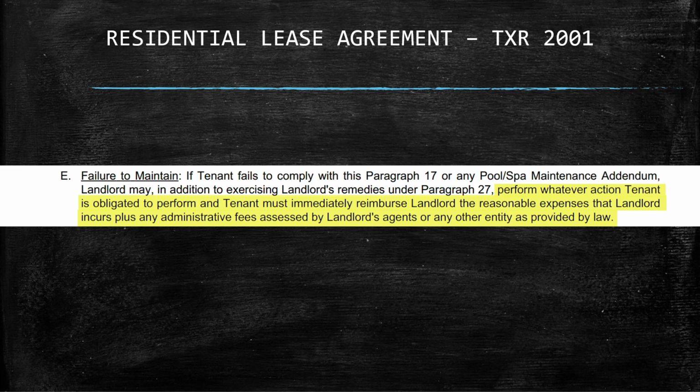So if the tenant fails to maintain the property in accordance with paragraph 17, if they fail to do what they promised to do under paragraph 17, then the landlord can take whatever action the tenant was supposed to do and then make the tenant reimburse them for those costs. That is over and above the landlord's rights under paragraph 27, which is the default paragraph.